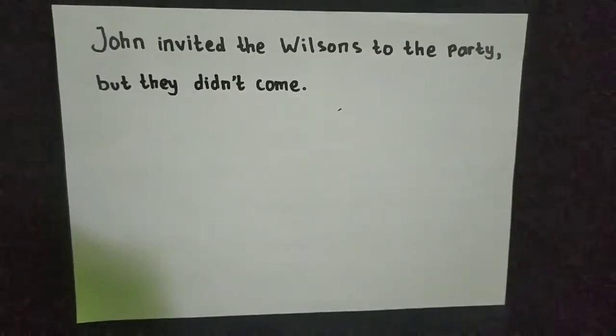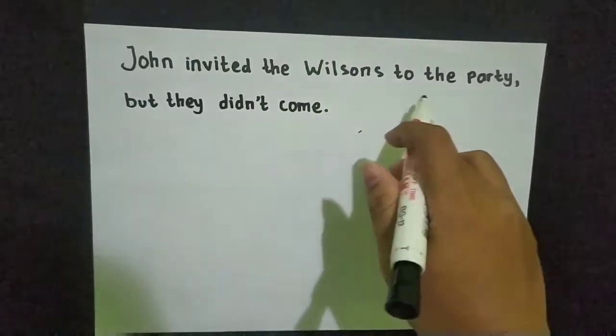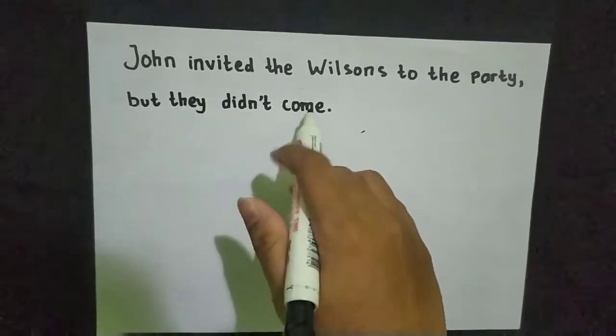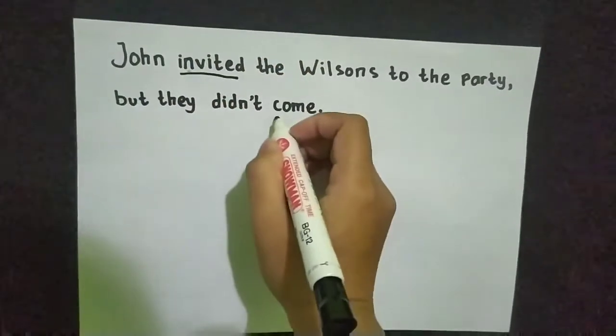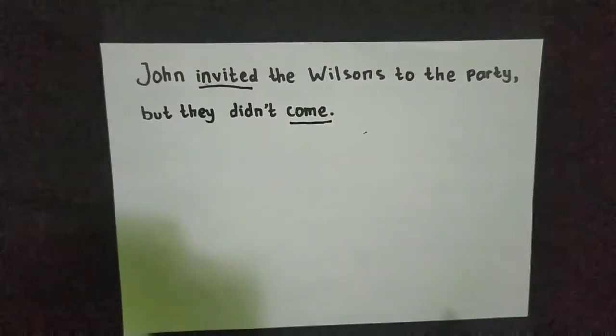A minor clause is a clause that has no predicator. In English, minor clauses include address or vocative, greeting, and exclamation. A major clause is a clause that has a predicator. For example, John invited the Wilsons to the party, but they didn't come. Invited and come are indicators of the major clauses in English.